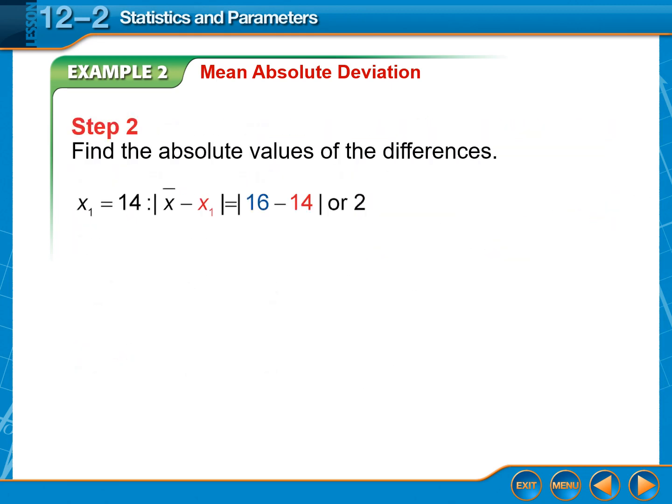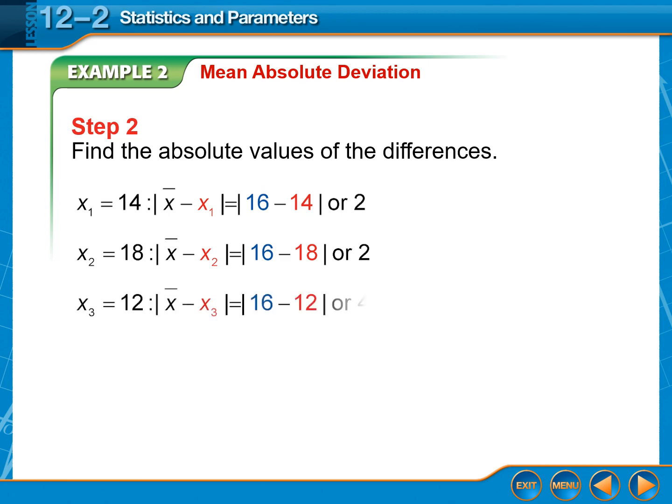Okay, bam, that's the first one. 16 minus 14 is 2. 16 minus 18 is actually negative 2. So the absolute value of negative 2 is positive 2. All right. 16 minus 12 is 4.